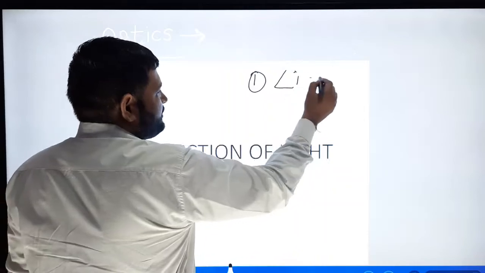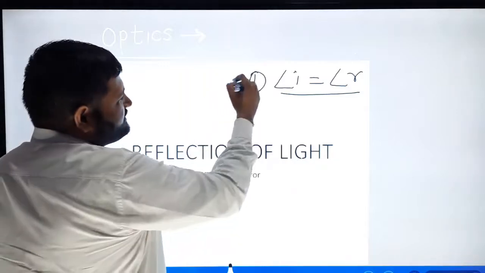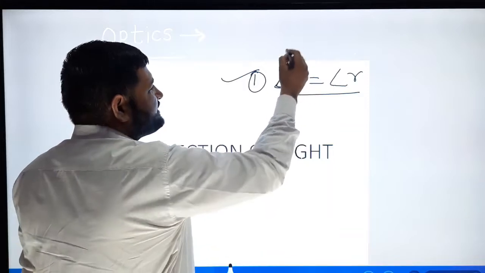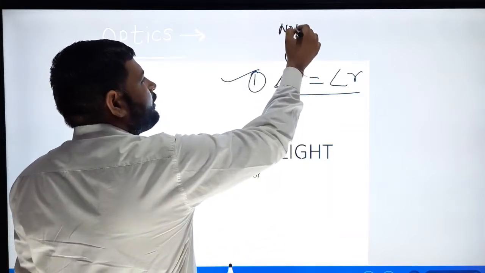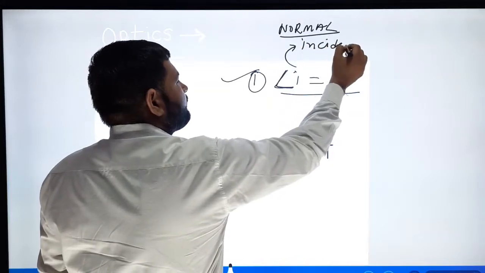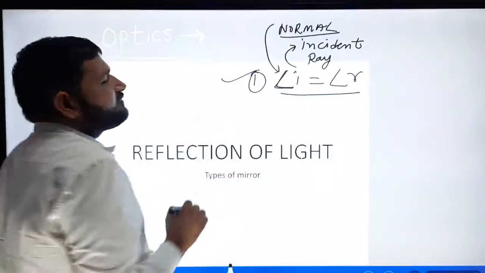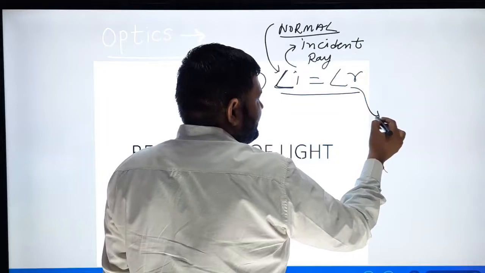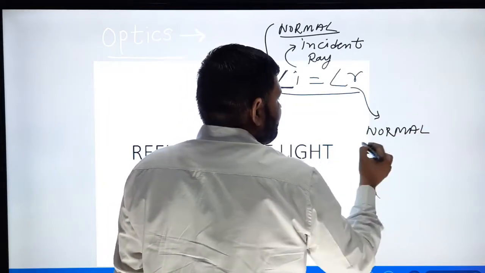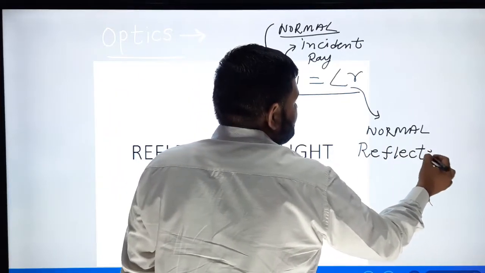फर्स्ट लॉ वाज दैट एंगल ऑफ इंसिडेंस इज इक्वल टू एंगल ऑफ रिफ्लेक्शन. This was the first law of reflection. And what is angle of incidence? The angle between normal and incident ray is angle of incidence. And what is angle of reflection? The angle between normal and reflected ray is called angle of reflection.